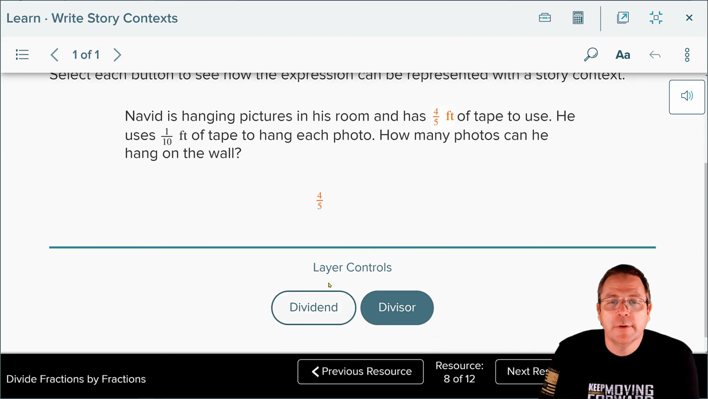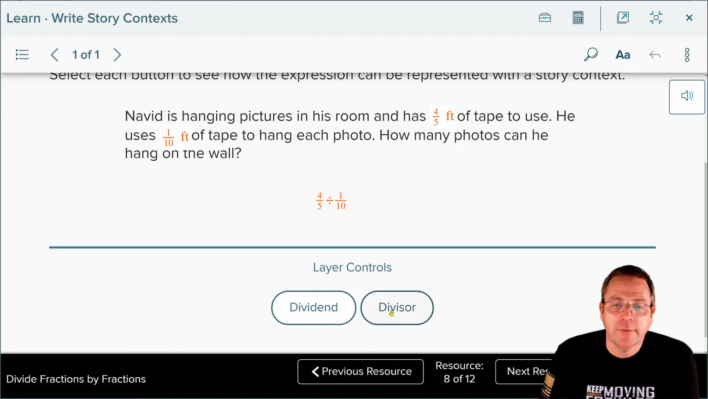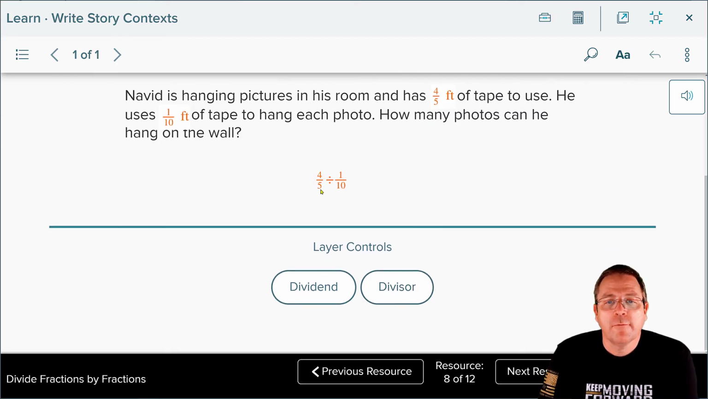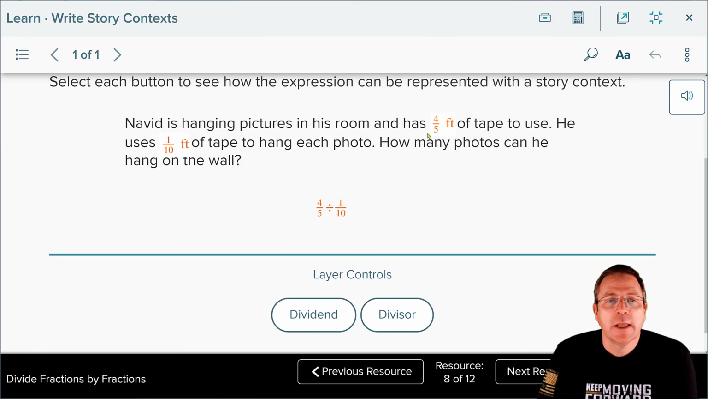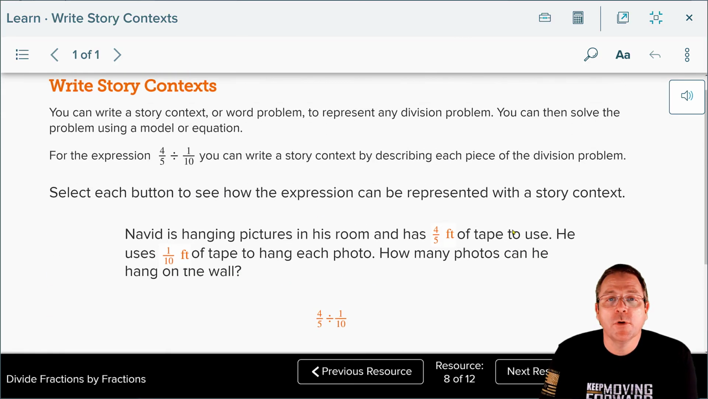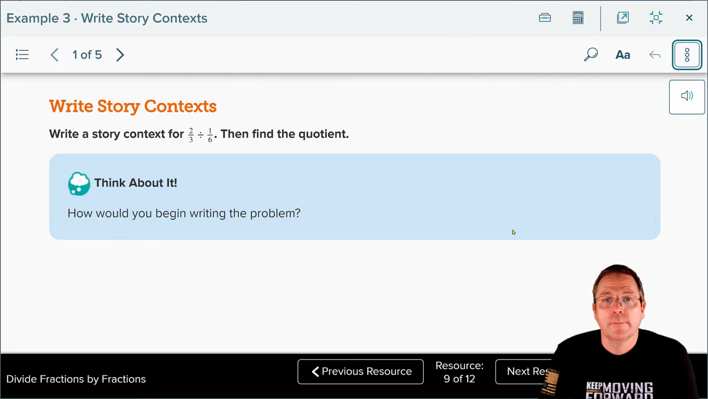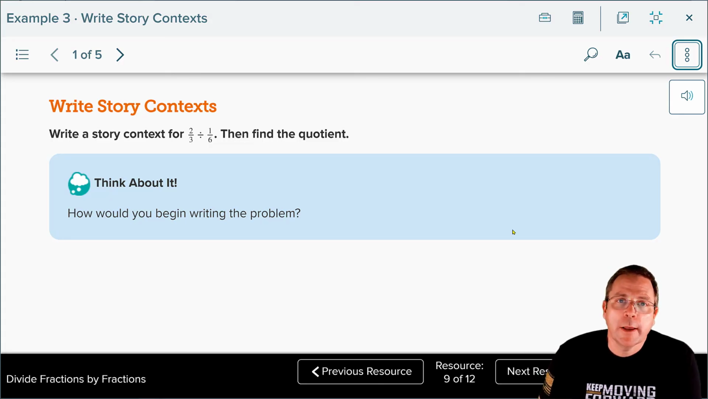Well, the dividend is going to be 4/5. That's our first number. The divisor is going to be 1/10. That's our second number. So we have 4/5 divided by 1/10, and we have a nice little story problem to go with our question here. When we come back, I'm going to want you to pause and write your own story for this problem right here. We're going to end part 1 now, come back and work part 2 in just a moment. You go ahead and start working on your story problem while I get the video saved.